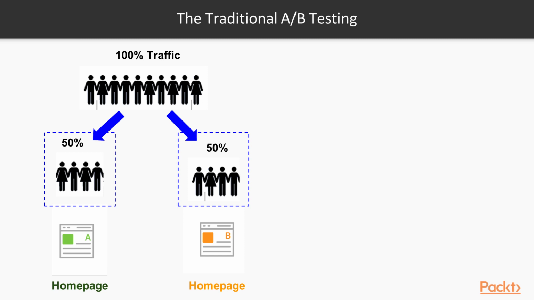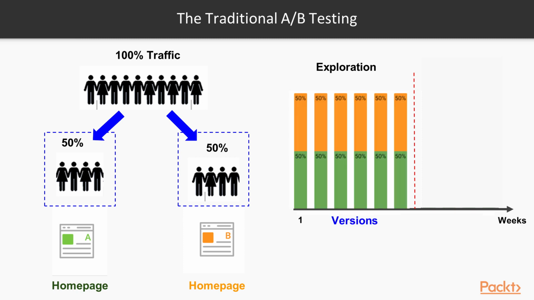As I was saying, this method can be divided into two phases. During the exploration phase, you display the two versions of the homepage. 50% of the traffic will see one version, while the other 50% will see the other. After a while, let's say 6 weeks, you analyze the outcomes and decide that the best version of the homepage is the one with the green color button.